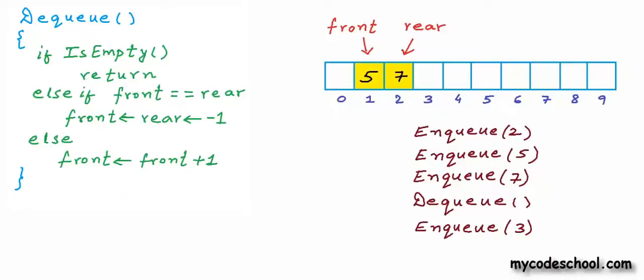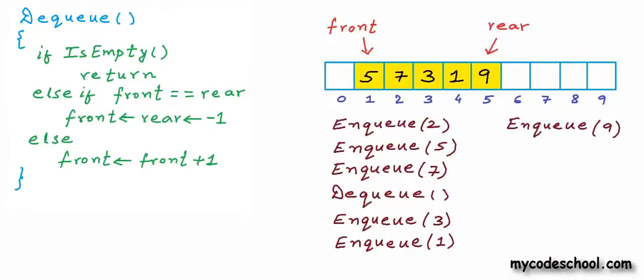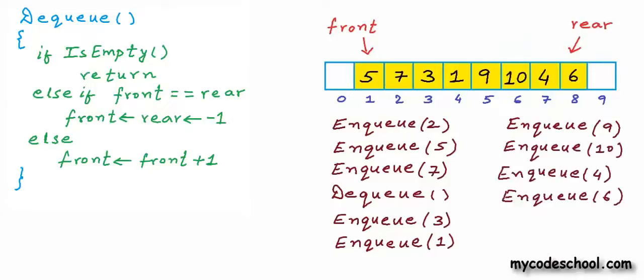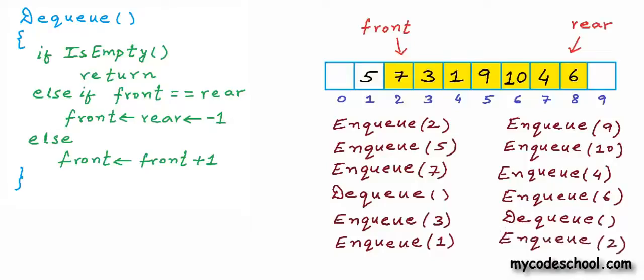I'm enqueuing 3 and then I'm enqueuing 1. With each enqueue, we are incrementing rear. I just performed some more enqueue here. Now let's perform a dequeue. If I'll perform one more enqueue here, rear will be equal to maximum index available in the array. Let's enqueue one more. Now at this stage, we cannot enqueue an element anymore because we cannot increment rear. Enqueue operation will fail now.